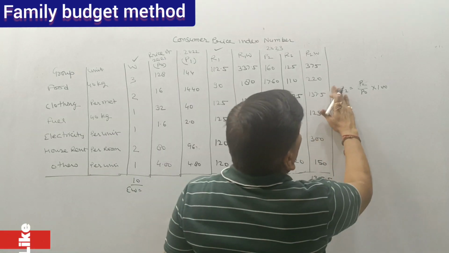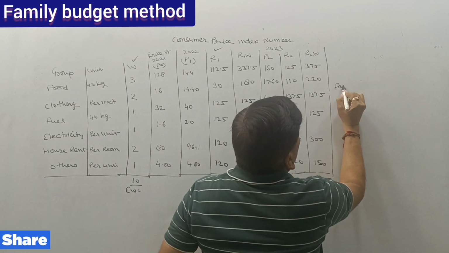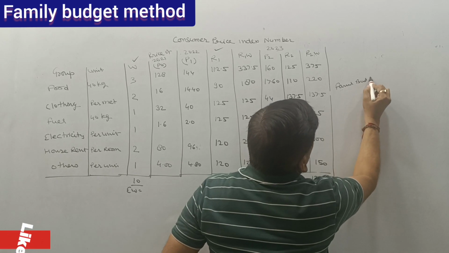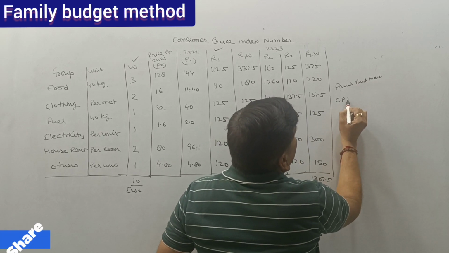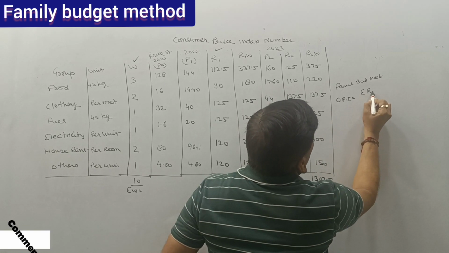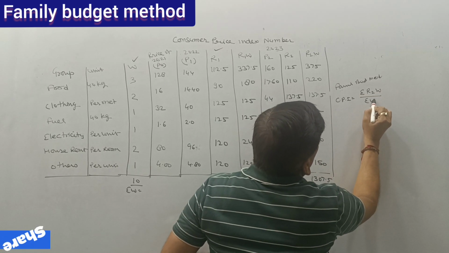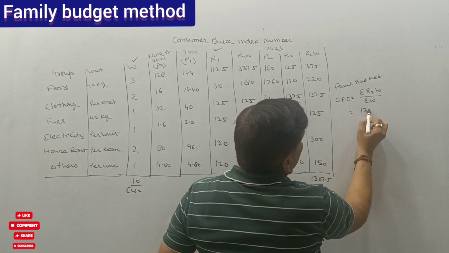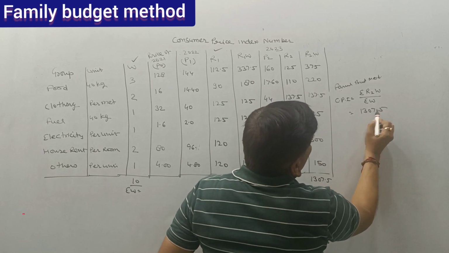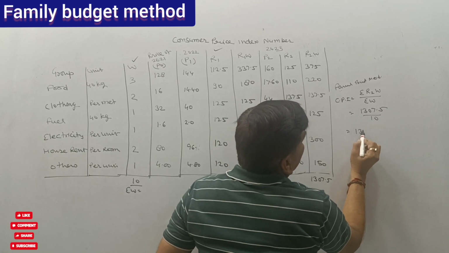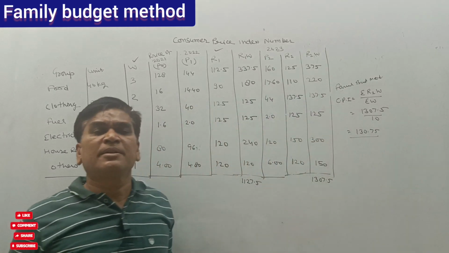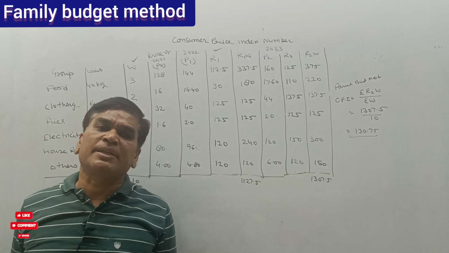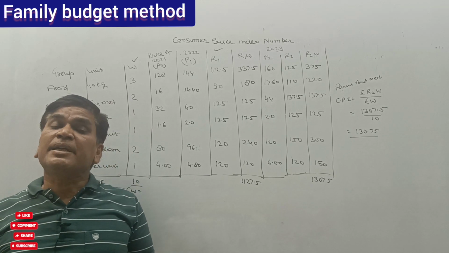Now for the family budget method, the consumer price index is sigma R2W divided by sigma W. So 1307.5 divided by 10 is 130.75. So with the help of the family budget method, you can easily calculate the consumer price index number.